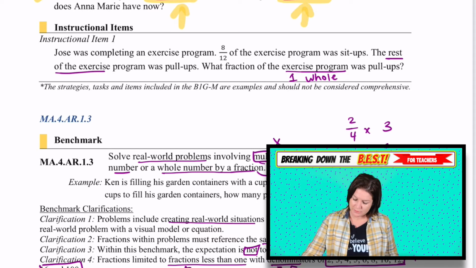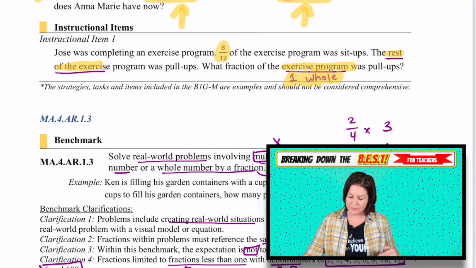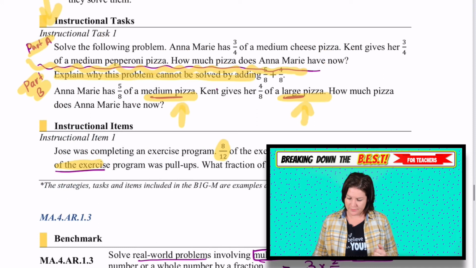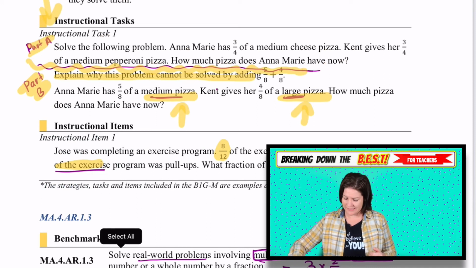And here, I like this problem because they mention the rest of the exercise program, and the exercise program itself is considered the whole, and Jose completes 8/12 of the exercise program with sit-ups. So the whole would be 12/12 in this case. All right, I think that is it.